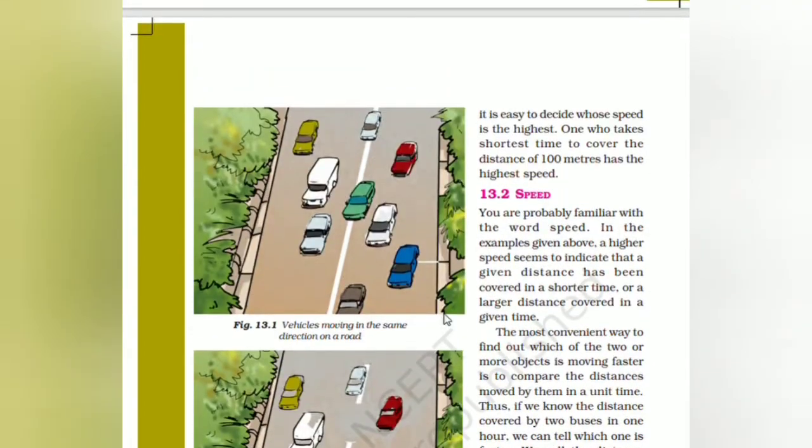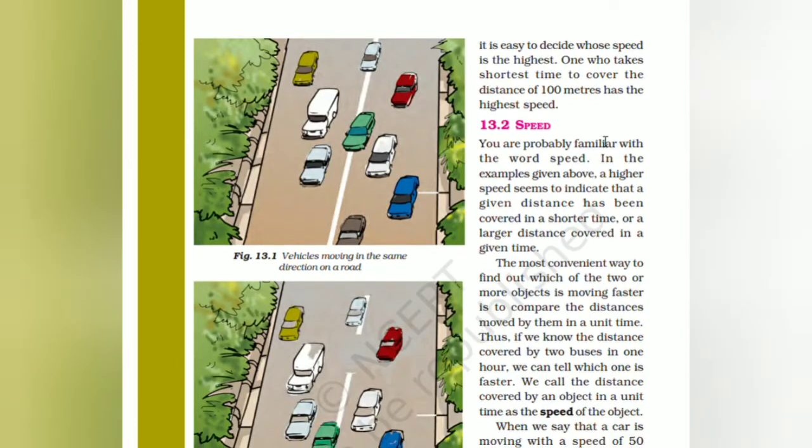In a 100-meter race, it is easy to decide whose speed is the highest. The one who takes the shortest time to cover the distance of 100 meters will have high speed. Speed. You are probably familiar with the word speed. Every day we hear the word speed. In the example given above, higher speed seems to indicate that a given distance has been covered. What does higher speed indicate? That the distance is covered in a shorter time, or a large distance is covered in a given time.